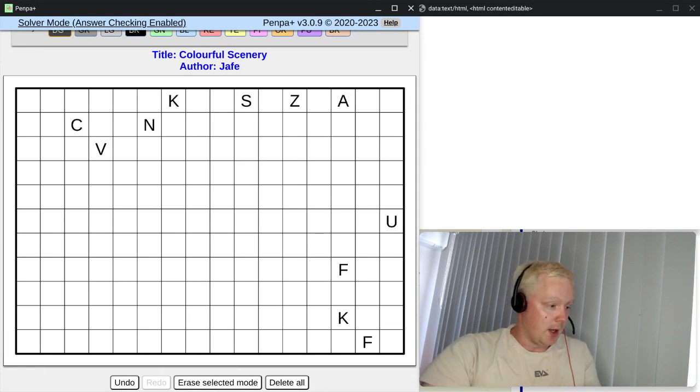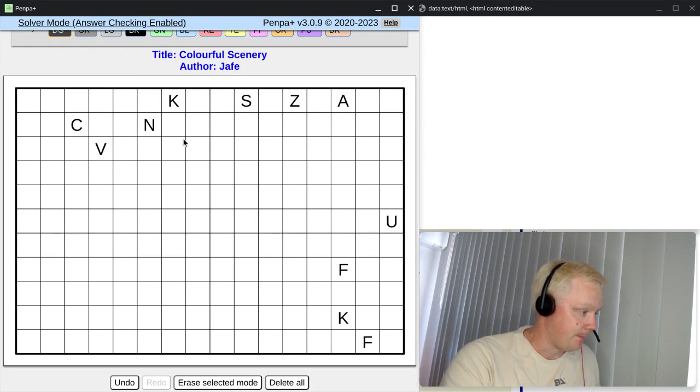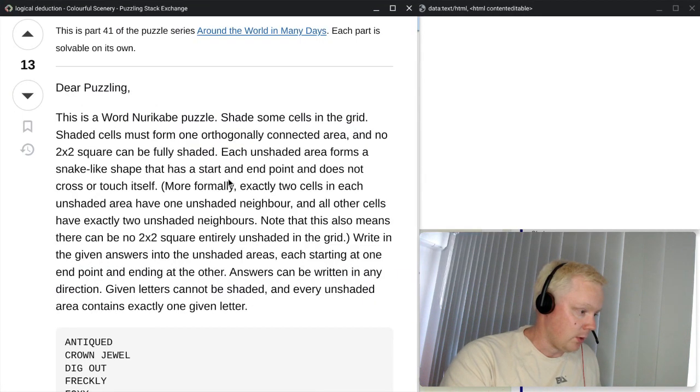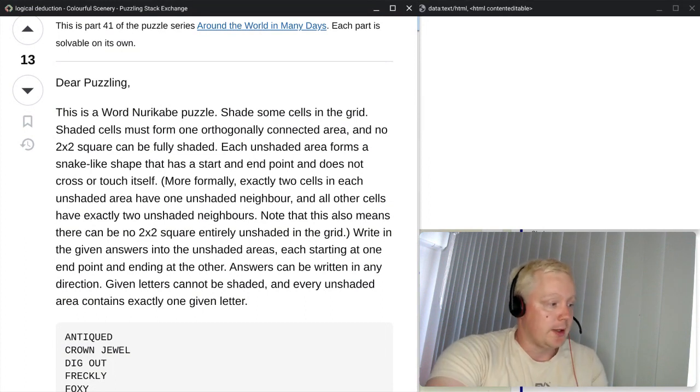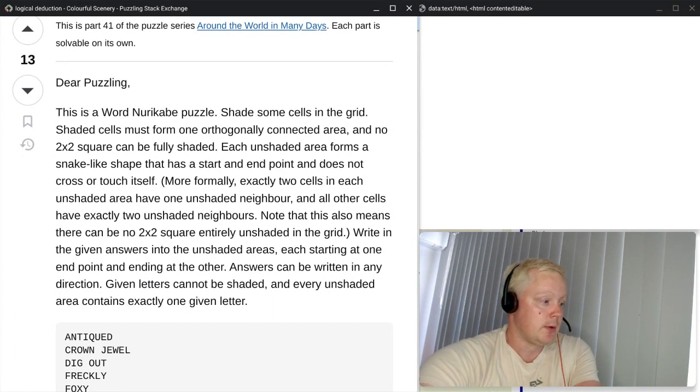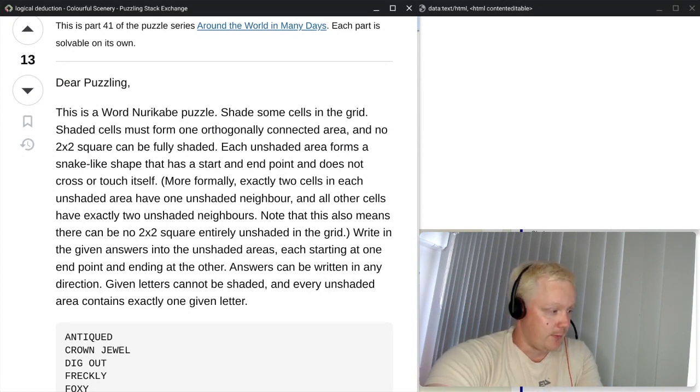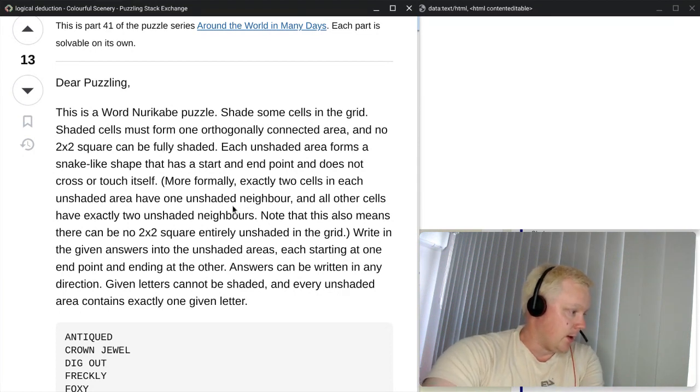That said, let's read the preamble to this puzzle and see what we have this time. So we have only one puzzle this time. Here we go. So this is a Word Nurikabe puzzle. Shade some cells in the grid. Shaded cells must form one orthogonally connected area, and no 2x2 square can be fully shaded. Each unshaded area forms a snake-like shape that has a start and end point, and does not cross or touch itself. And then there's the same thing explained more formally.